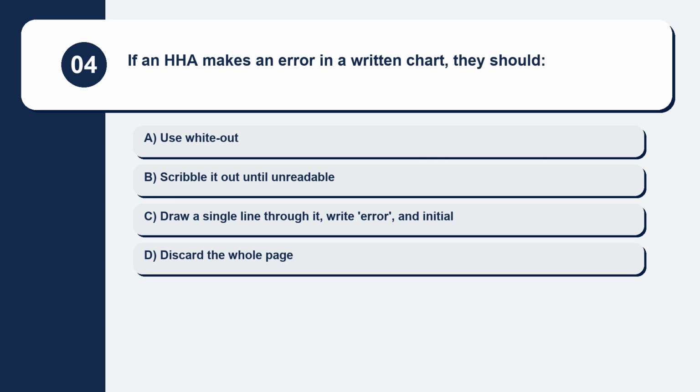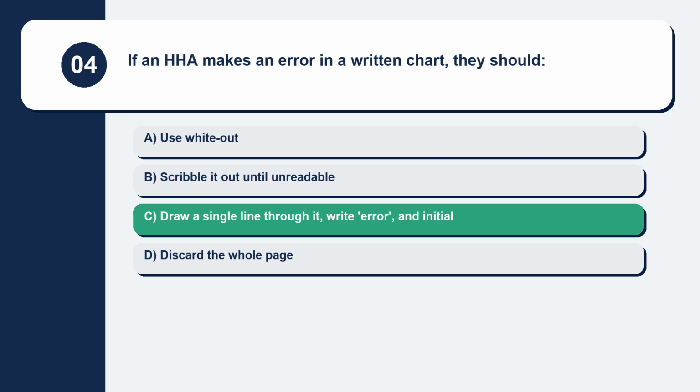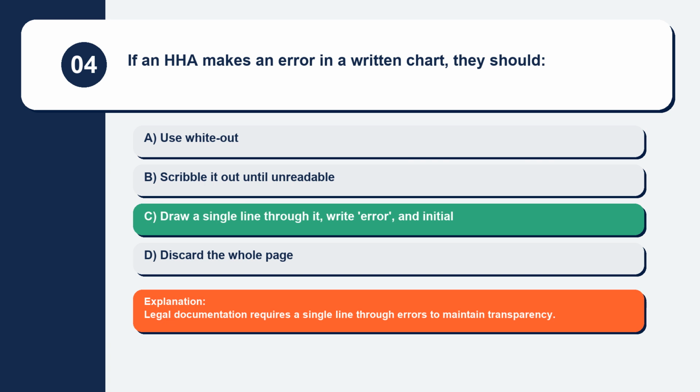Question 4. If an HHA makes an error in a written chart, they should: use whiteout, scribble it out until unreadable, draw a single line through it, write error, and initial, or discard the whole page. Legal documentation requires a single line through errors to maintain transparency.